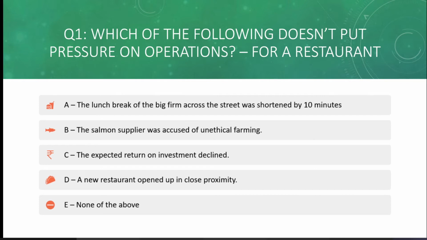Then the expected return on investment decline, which means our shareholders expect less of us now. This gives us more possibility to explore different options, and this is less of a pressure, so a decline in pressure, so it doesn't put more pressure, obviously.